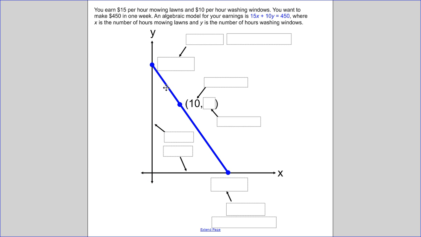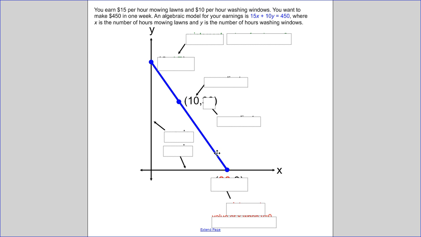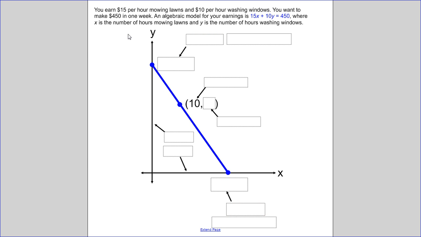And this line represents combinations of, oops, I thought I had that locked. I'll lock it down right now. This line represents possible combinations of hours mowing and hours washing that would earn $450. Because every point on this line, you'd earn $450 if you, for example, this point here. This point here is the point where 10 is an x coordinate, number of hours mowing lawns.